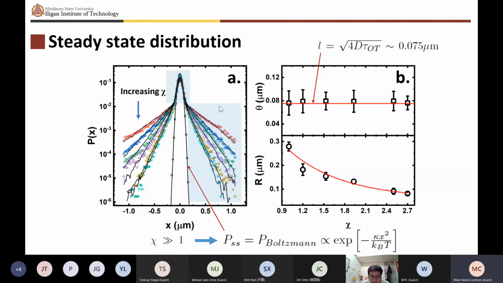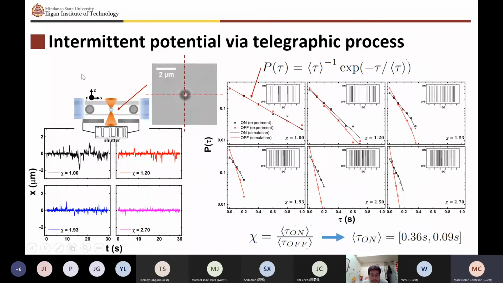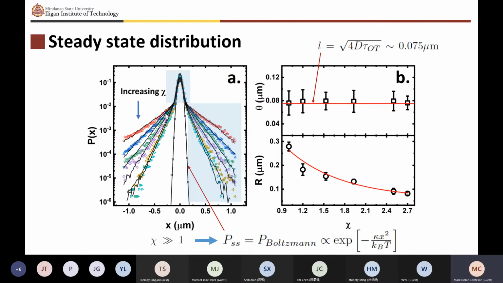So as I mentioned, this is now the response of the particle because of turning the laser on and off. You can actually see this fluctuation. You can track this particle. We made our software to track this particle, and we have pretty good resolution on those trackings. And from those trackings, you can calculate the steady state distribution.